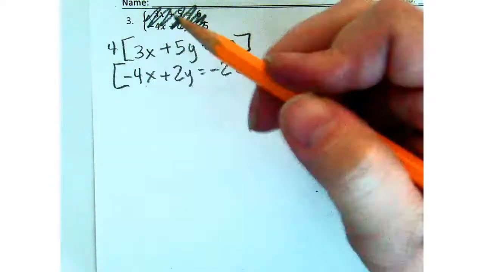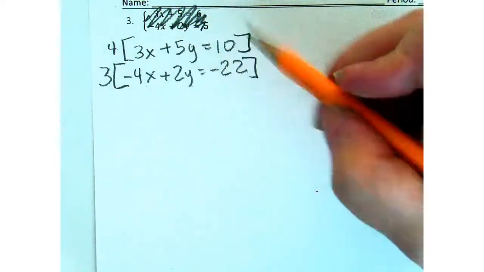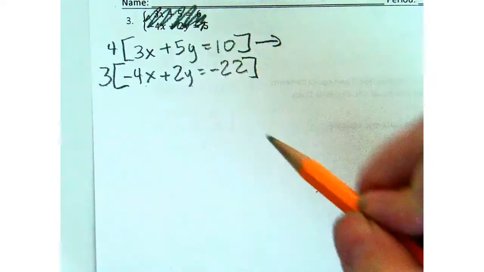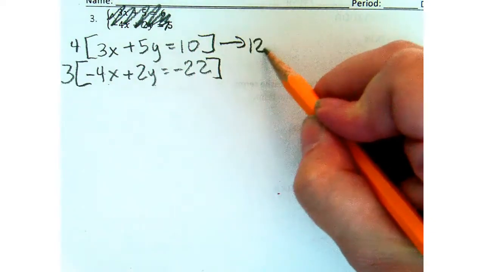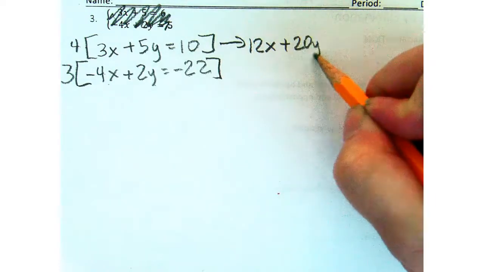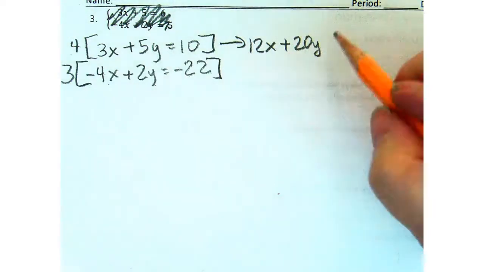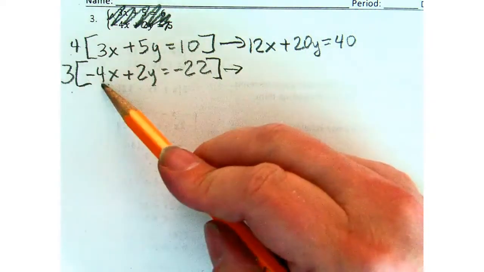I take the 4 from below and put it above, and the 3 from above and put it below. When I multiply 4 times 3, I'll get positive 12. When I multiply 3 times -4, I will get -12. Multiply everything in both equations and then add and solve for y.